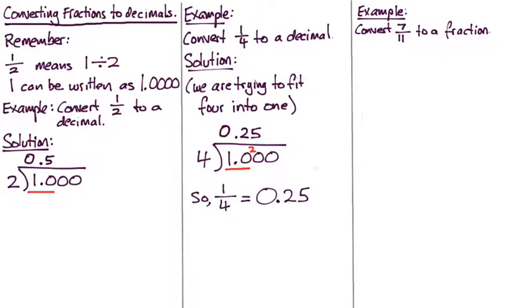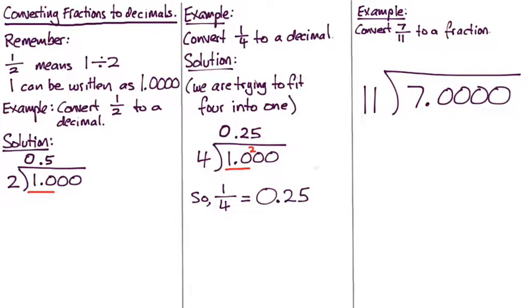Let's try one a little trickier. 7 over 11, or 7/11. Write it out as a division. Put the decimal place where it belongs. 11 into 7 goes 0 times. So now we're going to work with the 70.